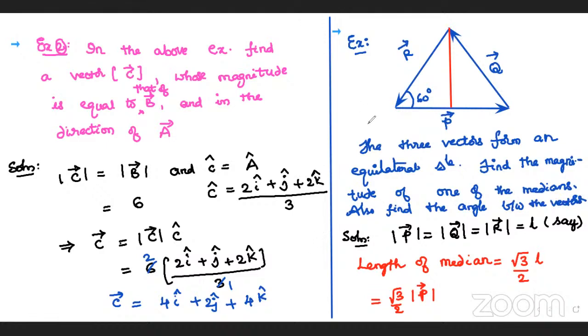Okay, the angle between the given vectors: don't just say 60 degrees, because they are taken in order. If vectors are in order, then the angle between the two vectors is not theta, it is 180 minus theta. That's why in this triangle we have to say 180 minus 60, sorry, which means 120.